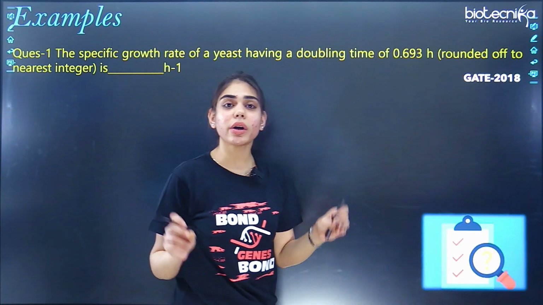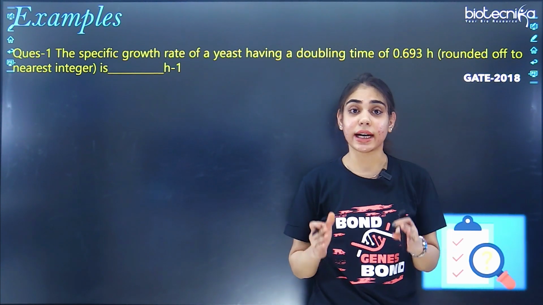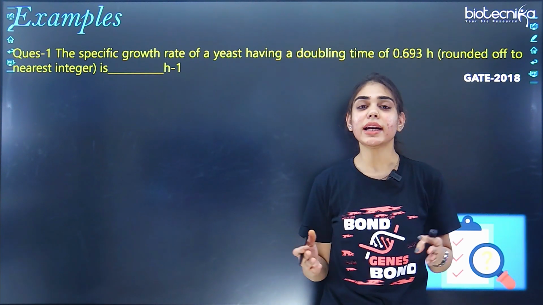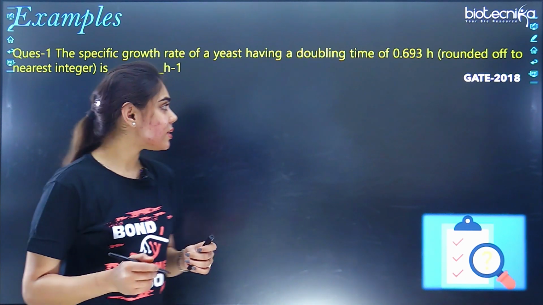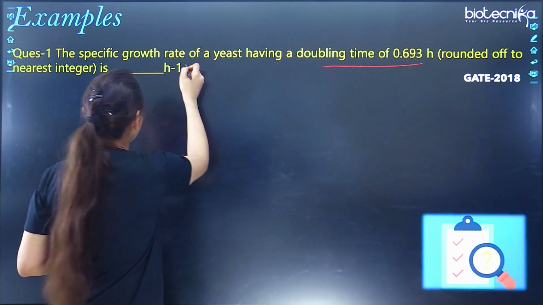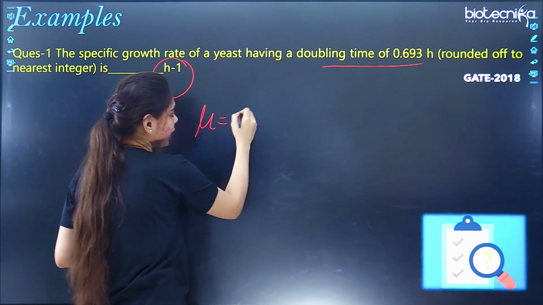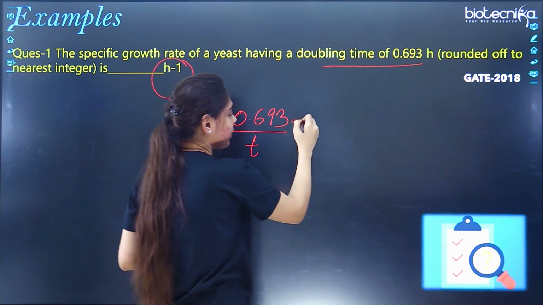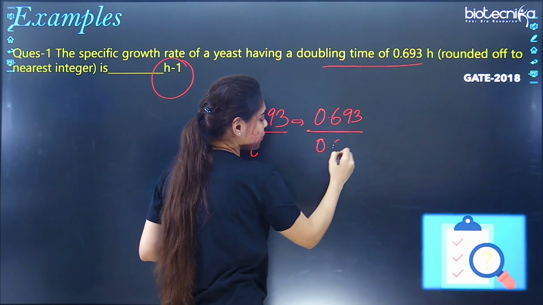So now we'll try to solve this type of question. Again, if you do not know the formula, you will not be able to solve this NAT type of question that is asked, whether it is the GATE Biotechnology or GATE Life Sciences exam. So now let us try to solve this kind of question. The specific growth rate of a yeast having a doubling time of 0.693 hours. Here you have to answer per hour. If I know the formula for the specific growth rate, it is 0.693 upon doubling time. So what is the doubling time here? It is 0.693 hours. So I'll just put in the value.